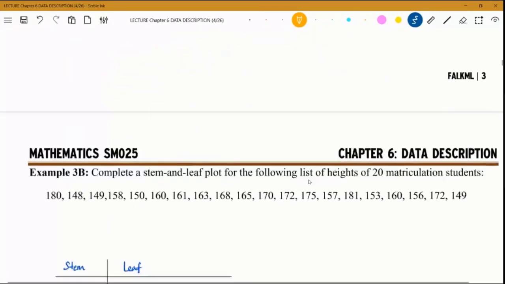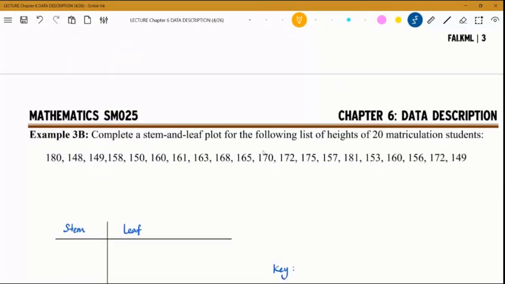So we have to complete a stem and leaf plot for the list of heights of 20 matriculation students. Okay, so starting, we have to arrange your data. So if you arrange, we're going to have 148. We have only one 148. Then we have 149. We have 149 twice, so here will be 149 as well. And then next one we have 150. We only have 150 once. And then we have 152, isn't it? Sorry, 153.